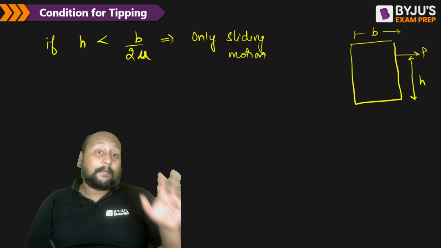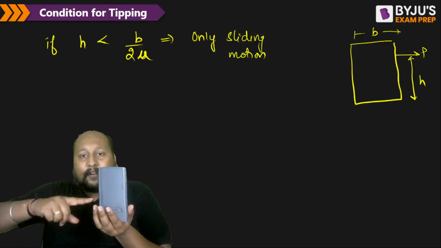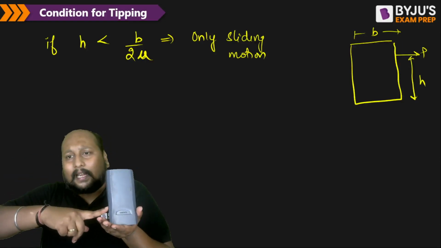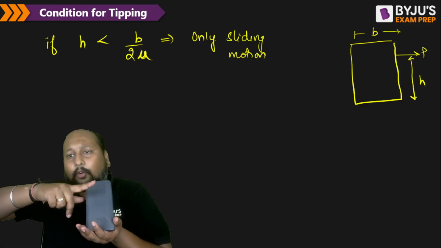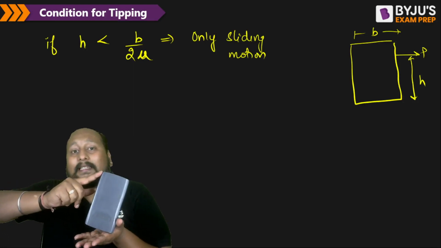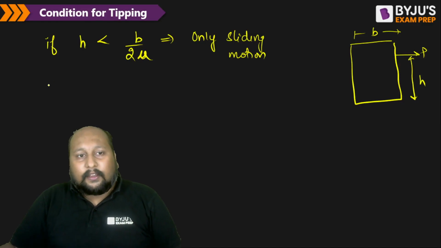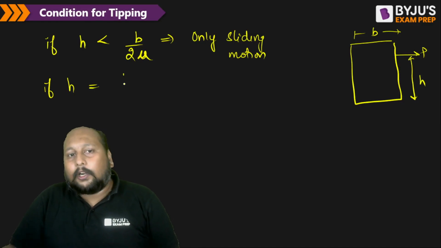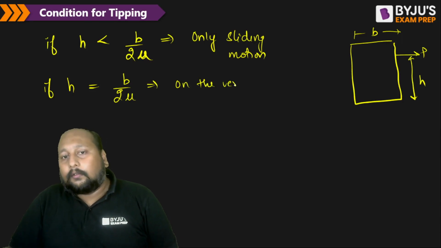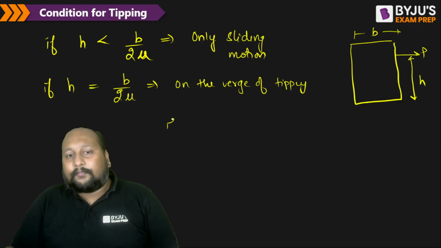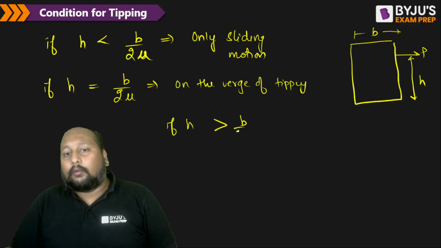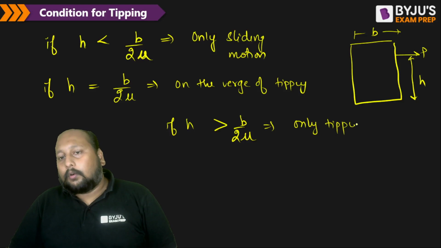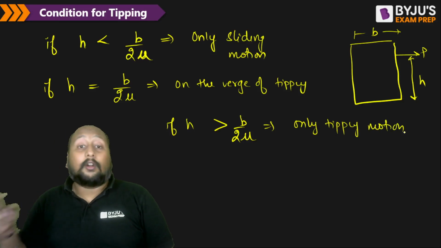You can do this experiment at your home also. Let us suppose this is a body. If I try to apply a force at the bottom, it will always slide. But as soon as we increase that height, if I apply the same force, there will be a condition that the body is tipping about one of its edges. If the height is exactly equal to b by 2 mu, it is on the verge of tipping. And if h is greater than b by 2 mu, then we'll have only tipping motion. Is this clear? The body will always have only tipping motion.